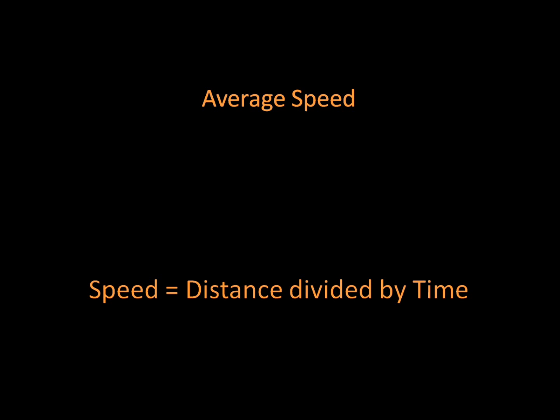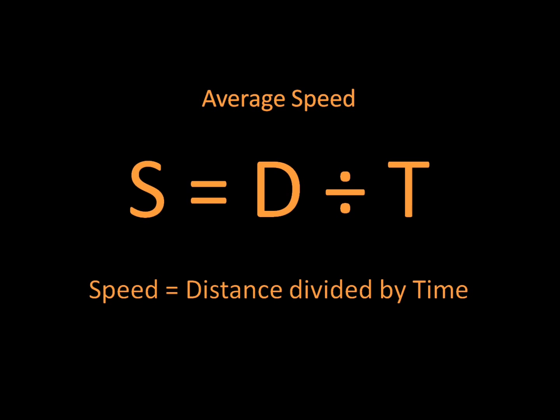The speed formula is simple. Speed equals distance divided by time. Using letters, we can say that S equals D divided by T. S for speed, D for distance, T for time.